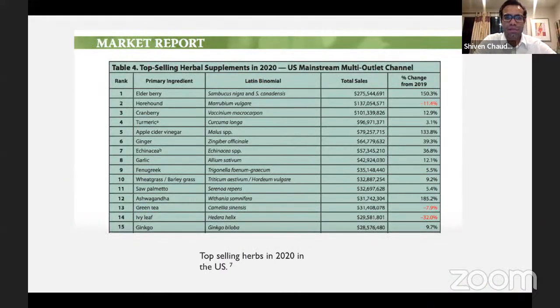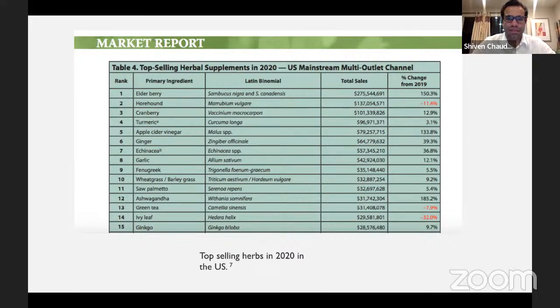Now, this is a list of herbal supplements in the United States, the top 10 top selling herbs in 2020. The first one is called elderberry, and I don't know how many people are familiar with this, but it's used a lot in upper respiratory infections and things like cough and colds and whatnot. Now, the second one is something called Horehound.